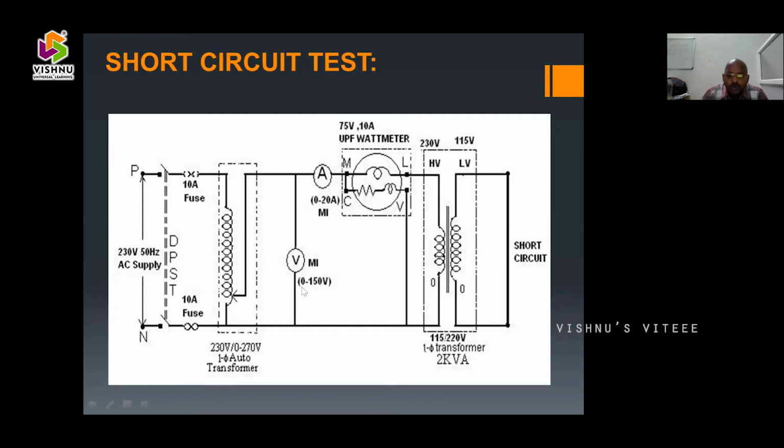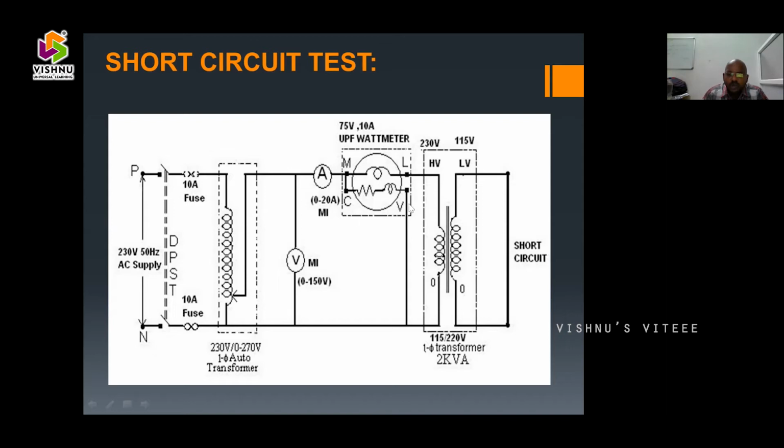That's why a low rating voltmeter is preferred for the short circuit test. The ammeter used for the short circuit test is a 0 to 20 amps moving iron ammeter. The wattmeter is a UPF wattmeter, because under the short circuit test the transformer is at full load, and under full load the power factor is approximately unity. That's why a 75 by 10 amps UPF wattmeter is preferred, similar to the open circuit test.